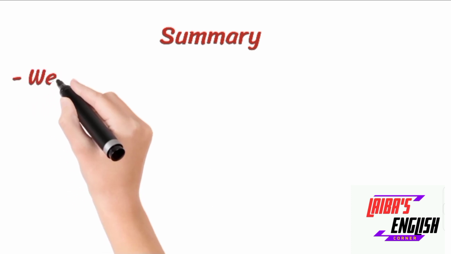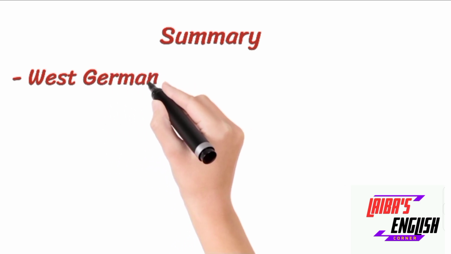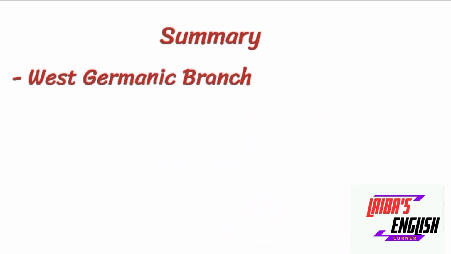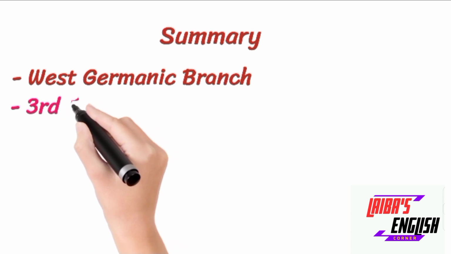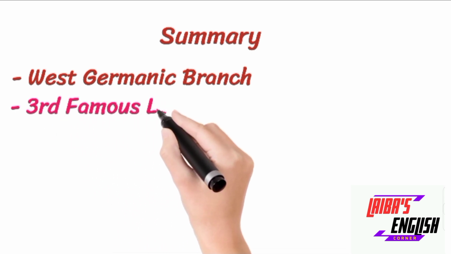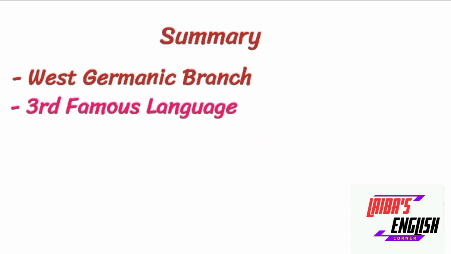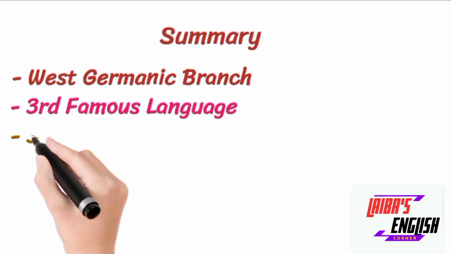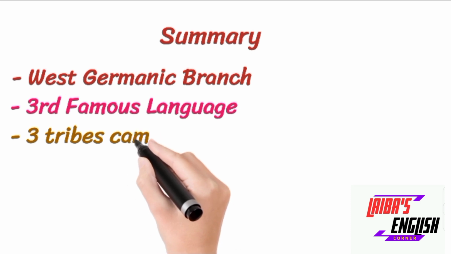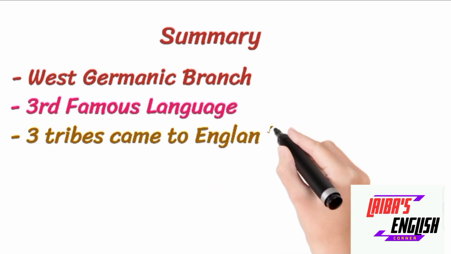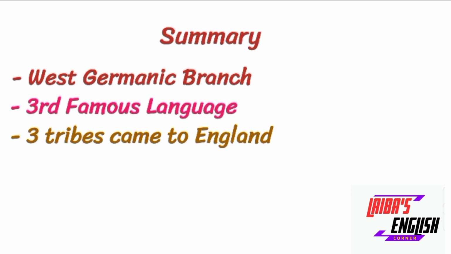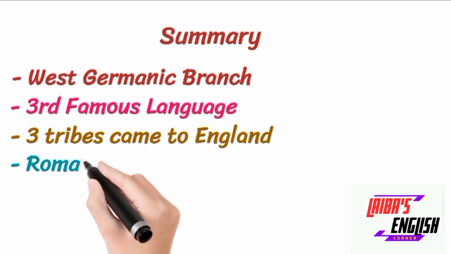So we will summarize everything we have discussed in this video. We have seen that the English language basically belongs to the West Germanic branch of the Indo-European family. Secondly, English is the third most spoken language around the world. First is Chinese, second is Spanish, and third is English, which is spoken by almost 373 million people. Thirdly, we have seen that the arrival of three tribes, Angles, Saxons, and Jutes, into the British Isles started the influence of the English language.